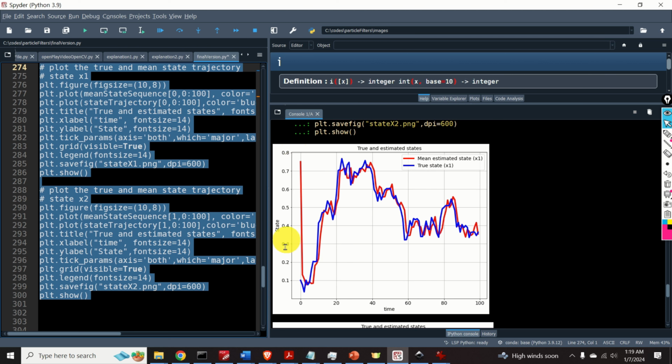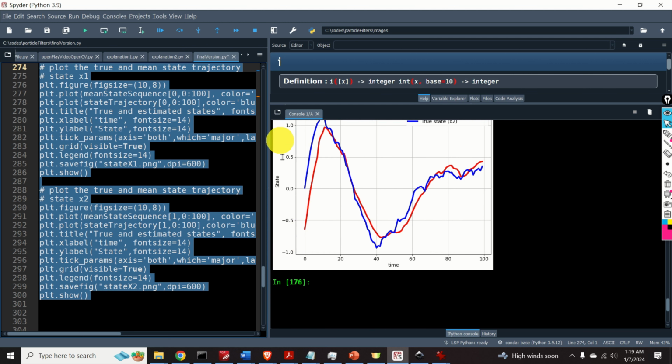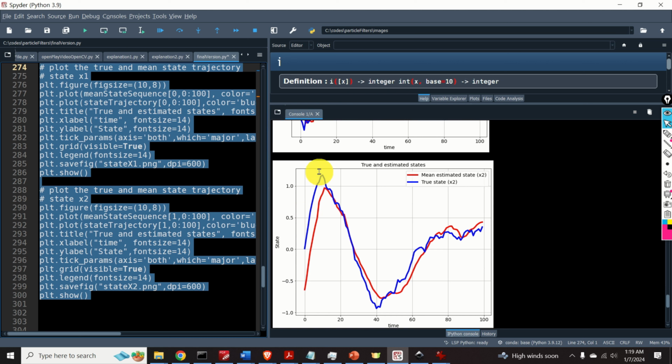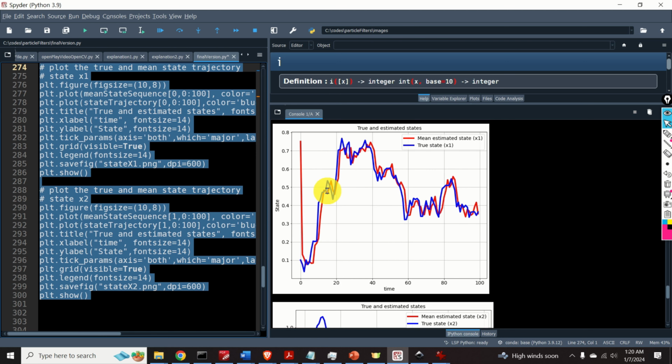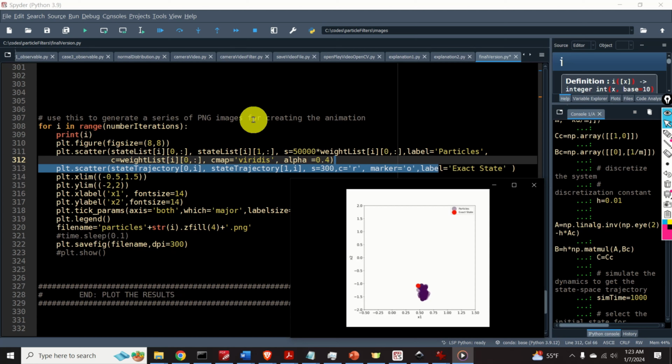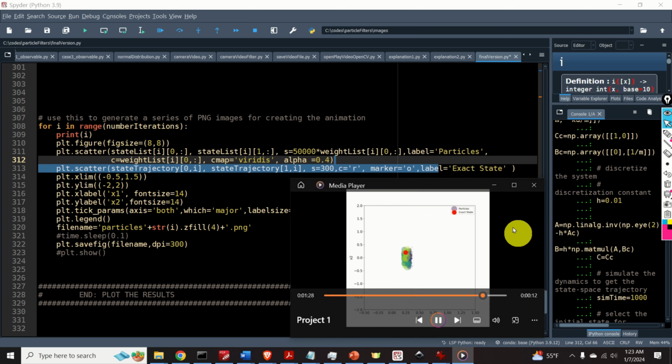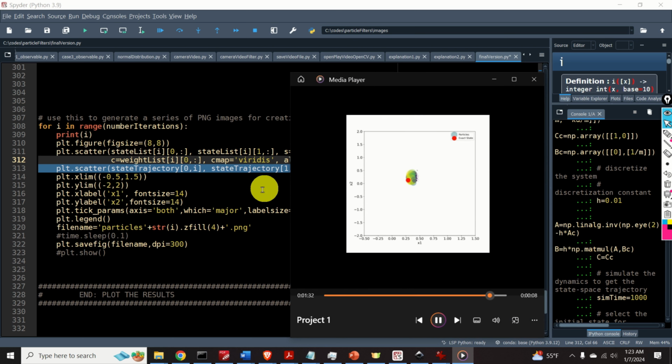This is the figure for x1 and this is the figure for x2. Similarly for x2, we can see that our particle filter converges after maybe 10 time steps. These are very good results actually. Next, we need to explain this important for loop. This for loop is used to generate a series of PNG images. When you connect all these images together, you can get this amazing animation. Let's briefly explain this animation.